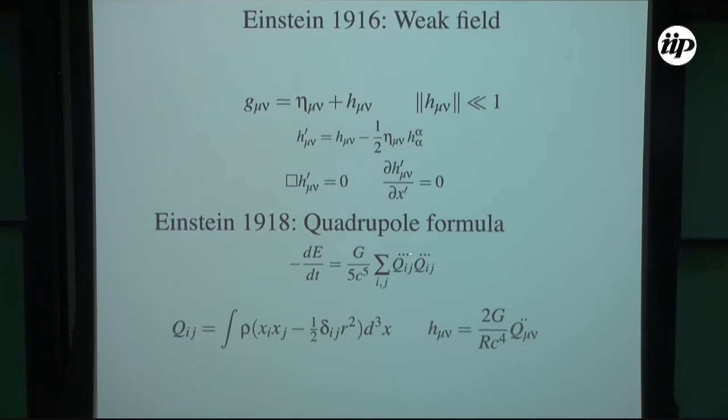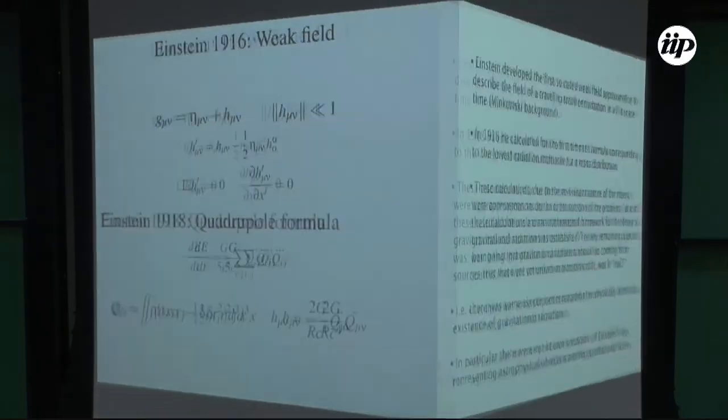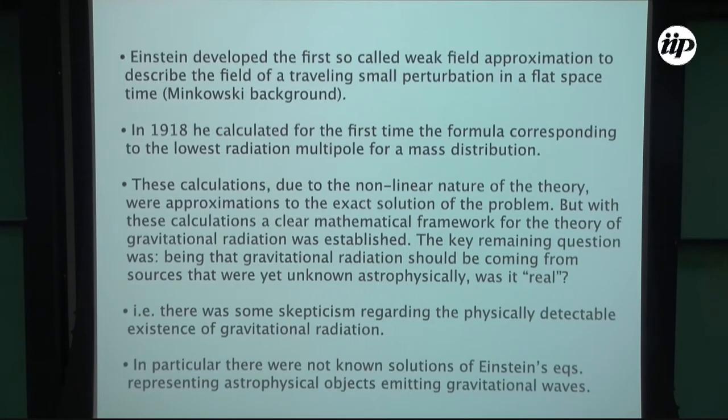In 1918, and I'm going to cover this tomorrow a little bit, Einstein developed the formula attributing the sources of gravitational radiation to the acceleration of the quadrupolar distribution of matter. And again, I'm not going to talk now about that because I'm planning to talk tomorrow. But there was a big problem.